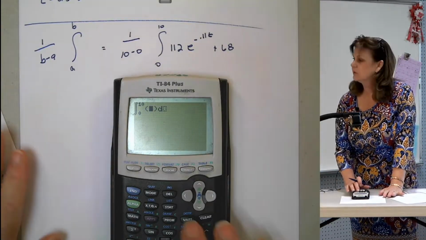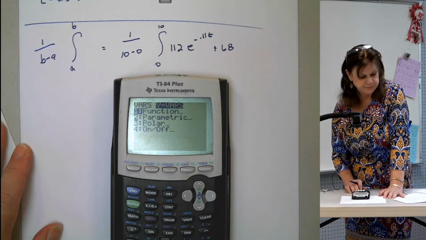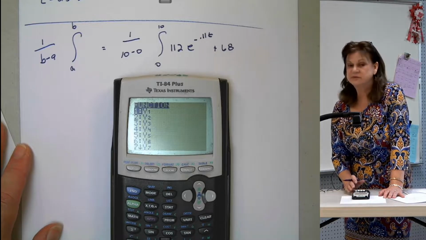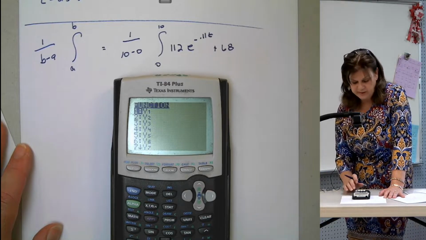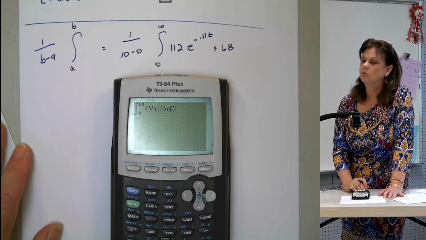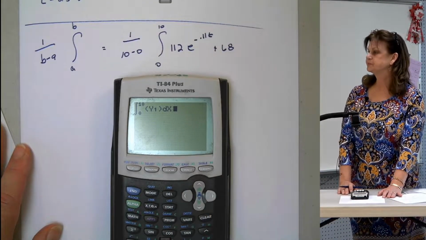So we're going to hit vars, y vars, enter. It defaults to y1. That's the one we need. That's where we typed in our equation. So there we go. We're going to integrate the equation that we typed in y1. And of course, in your calculator, it's all with respect to x.